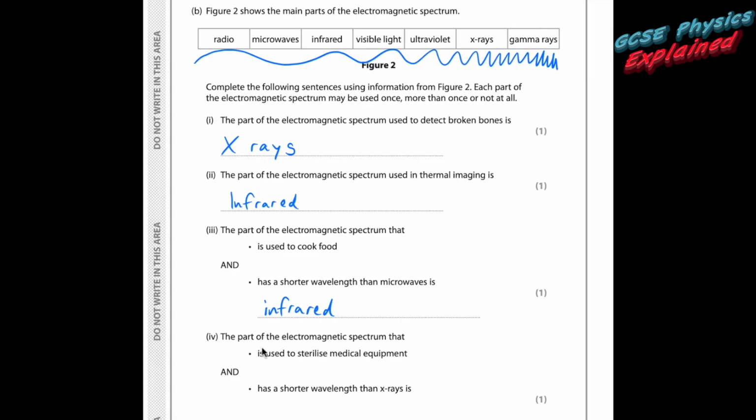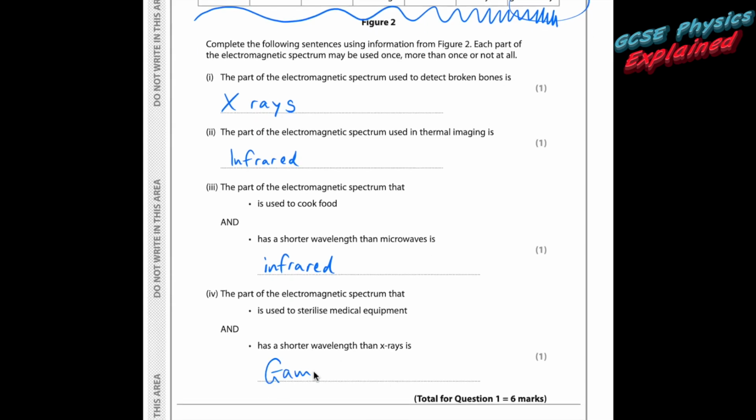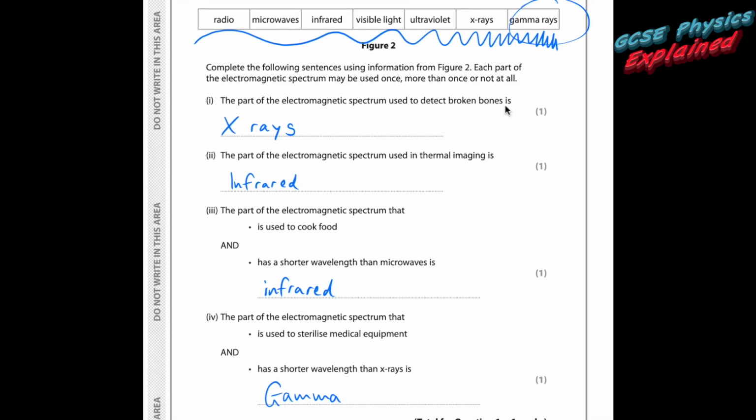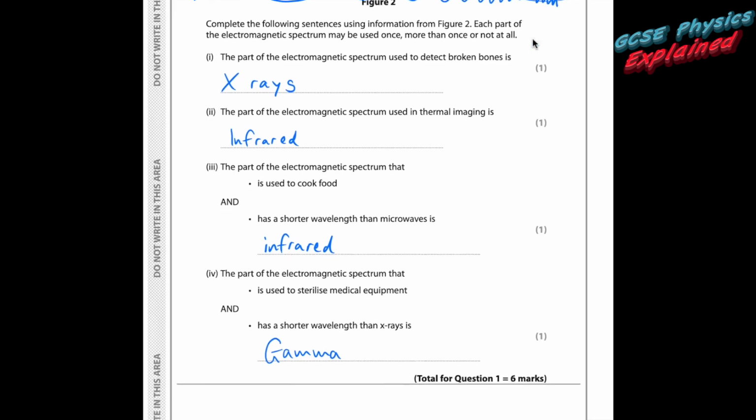Part 4. The part of the electromagnetic spectrum that is used to sterilise medical equipment and has a shorter wavelength than X-rays. Well, there's only one and that must be gamma. Gamma's got loads and loads of energy. It sterilises things because it kills bacteria because of how much energy it's got.